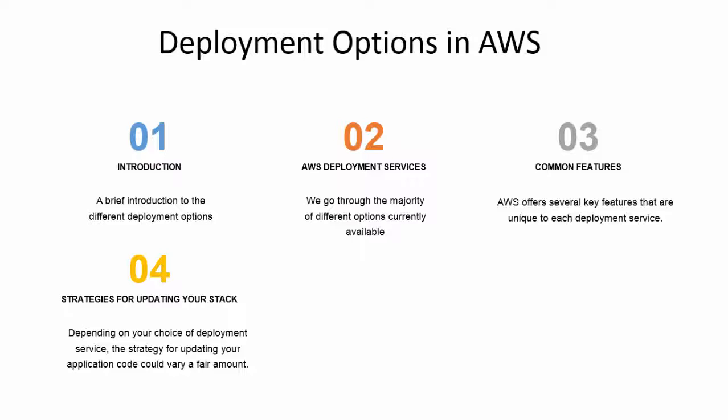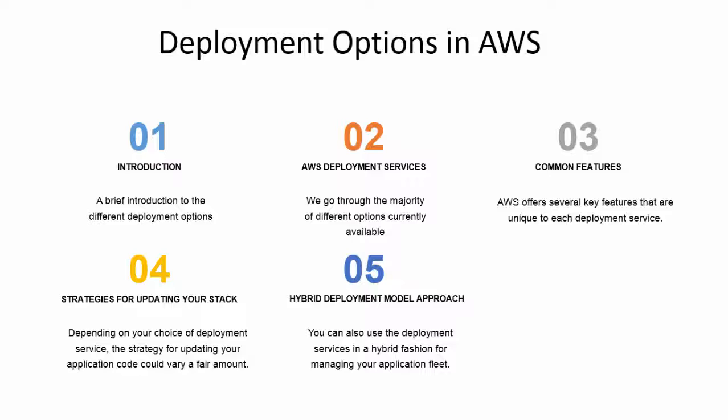And in section 4, we're going to talk about strategies for updating your stack. Now, depending on your choice of deployment service, the strategy for updating your application code could vary a fair amount. AWS deployment services bring agility and improve the speed of your application deployment cycle. But using a proper tool and the right strategy is really the key for building a robust environment. And in section 4, we're going to look at how the deployment service can help while performing application updates.